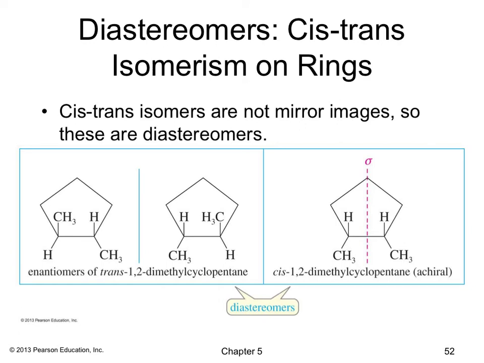So let's look at cis-trans isomers on rings. So here are enantiomers of trans-1,2-dimethylcyclopentane. There is no plane of symmetry in this, so these are enantiomers that are chiral. However, the relationship of these molecules with the cis version, which is achiral, is that these two are diastereomers.